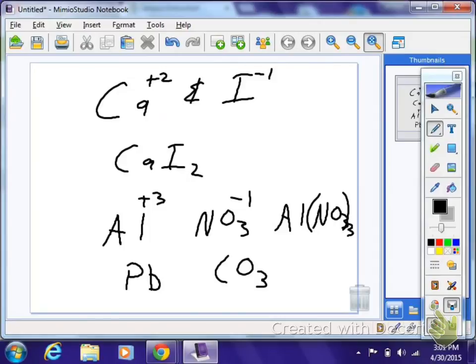So good. A lot of times when we first started doing this, students were leaving out the 3. They weren't writing the 3. They were writing Al and then NO. They weren't writing the 3. So make sure you write everything out. And then Pb is a +2, carbonate's a -2. You got to like that. Because now you don't have to do any work, but just put them side by side. PbCO3. Correct? Got it.